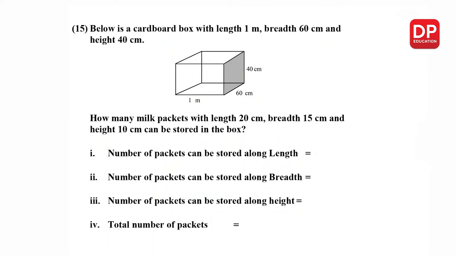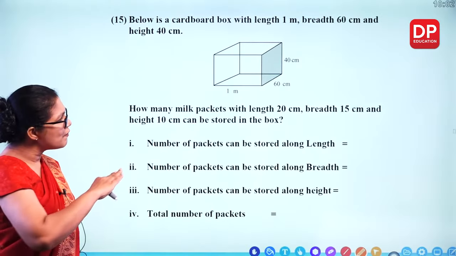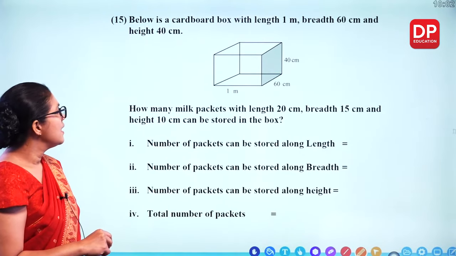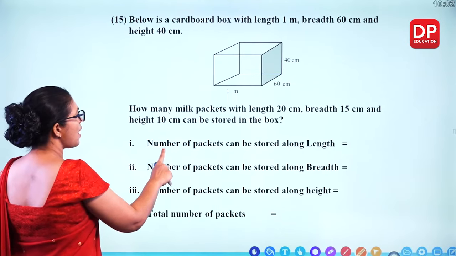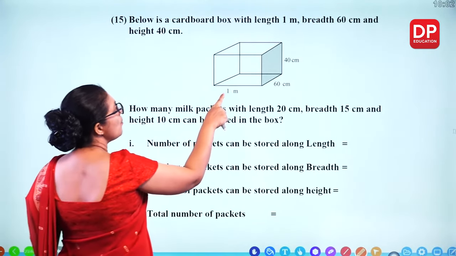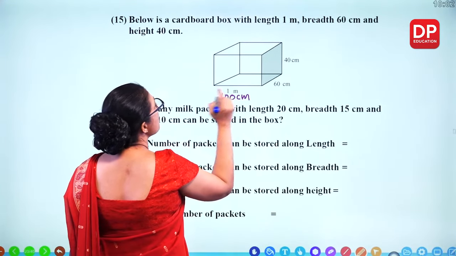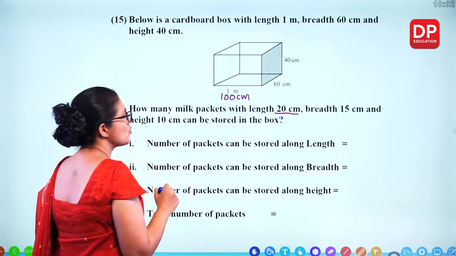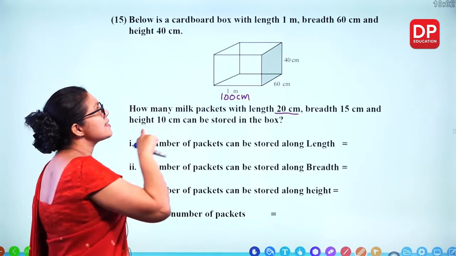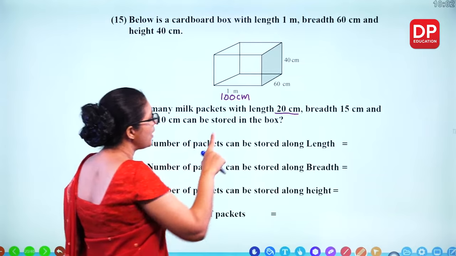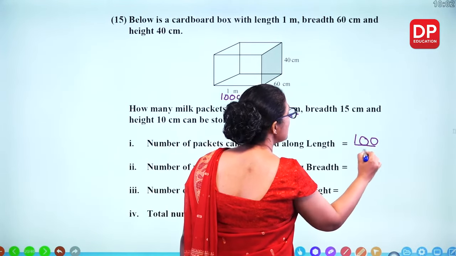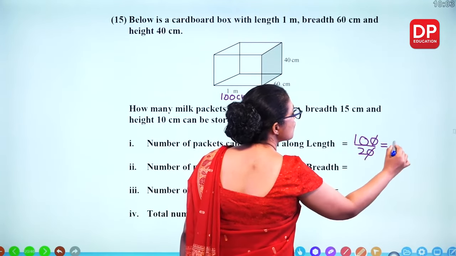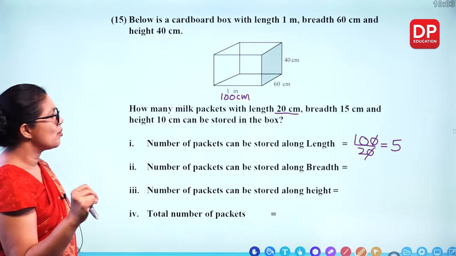Below is a cardboard box with length 1 meter, breadth 60 centimeters and 40 height. How many milk packets with length 20 centimeters, breadth 15 centimeters and height 10 centimeters can be stored in the box? So we'll first look at along the length how many packets we can store. Now we know 1 meter means 100 centimeters. What's the length of the milk packet? 20 centimeters. So here 100 centimeters is the length of the cardboard box. So we can divide, 100 divided by 20. 5 packets we can store along length.